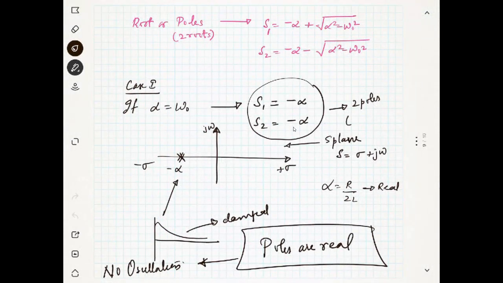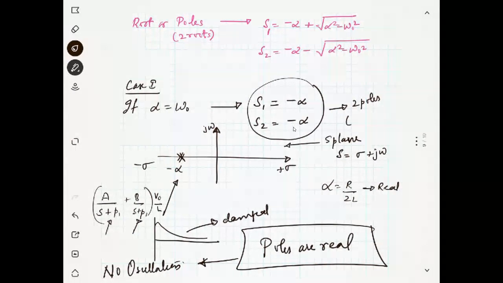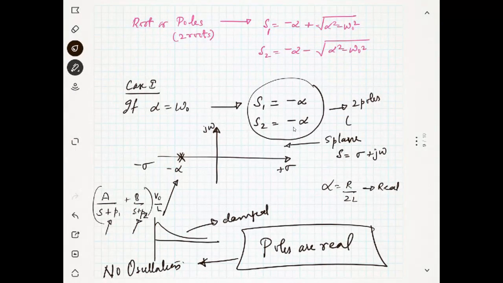In case number 1, our roots are at the same position. Our system was like this, in this format: S by (S plus P1), and B by (S plus P1). This is the rough thing I can say about the system. V naught by L is also there. So you can see both have the same number, right? The roots are the same. P1 is equal to P2, because both have minus alpha. Am I correct? Yes, sir.